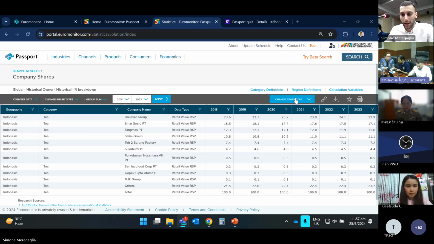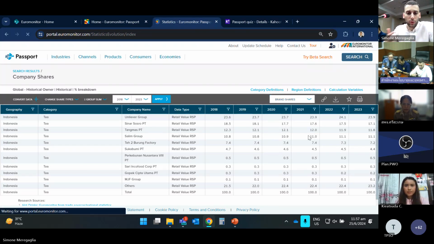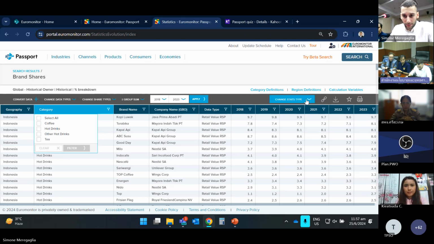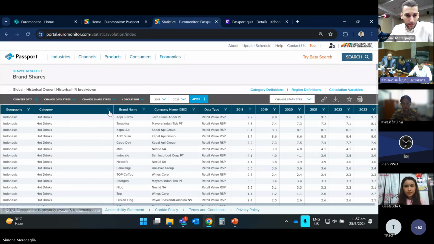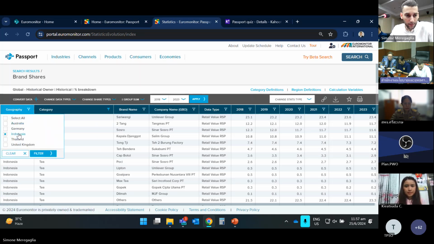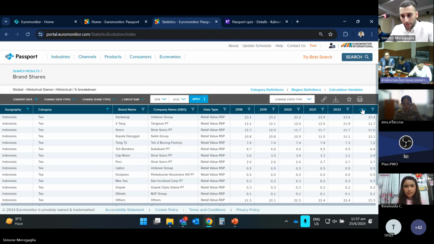But I also want to look at brand shares, not just company, but I want to see which brand, because one company may carry more than one brand. So it's important for me to look at brands as well. So I clicked here on change stats type, I click on brand. I'm going to select tea again, and I'm going to select Indonesia only for now. And you will see here that you have the brands. They are all in order by the latest available historical year, which is 2023. You have the brand, and then you also have who is the company that owns that brand.